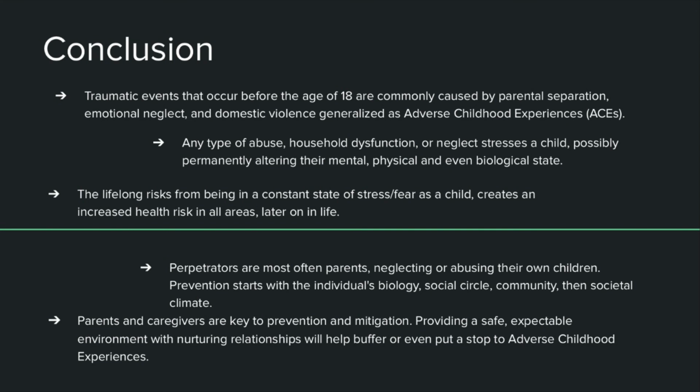To review, traumatic events that occur before the age of 18 are commonly caused by parental separation, emotional neglect, and domestic violence, generalized as ACEs. Any adverse experience creates stress for a child, which can possibly alter their mental, physical, and biological state permanently. It is oftentimes parents that are neglecting and or abusing their own children. Prevention and mitigation can start with you.